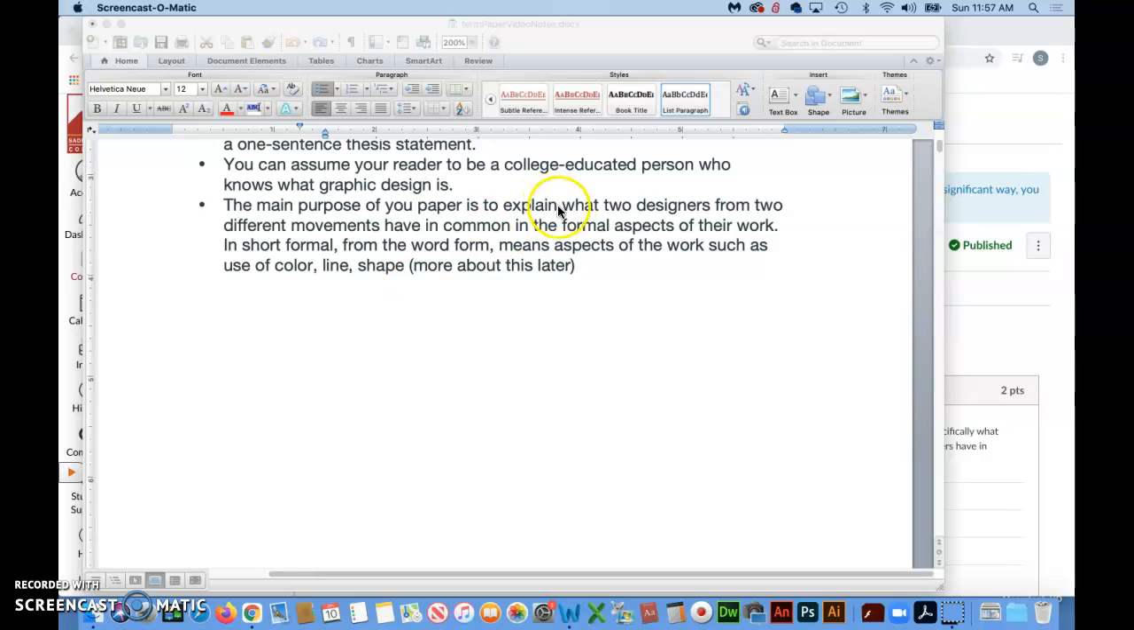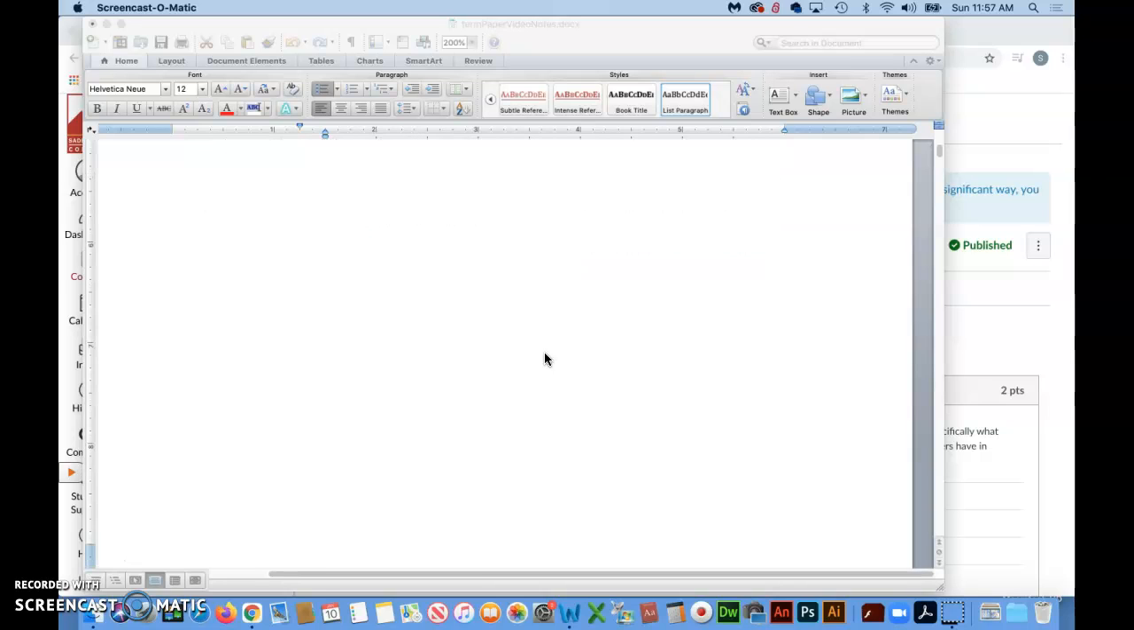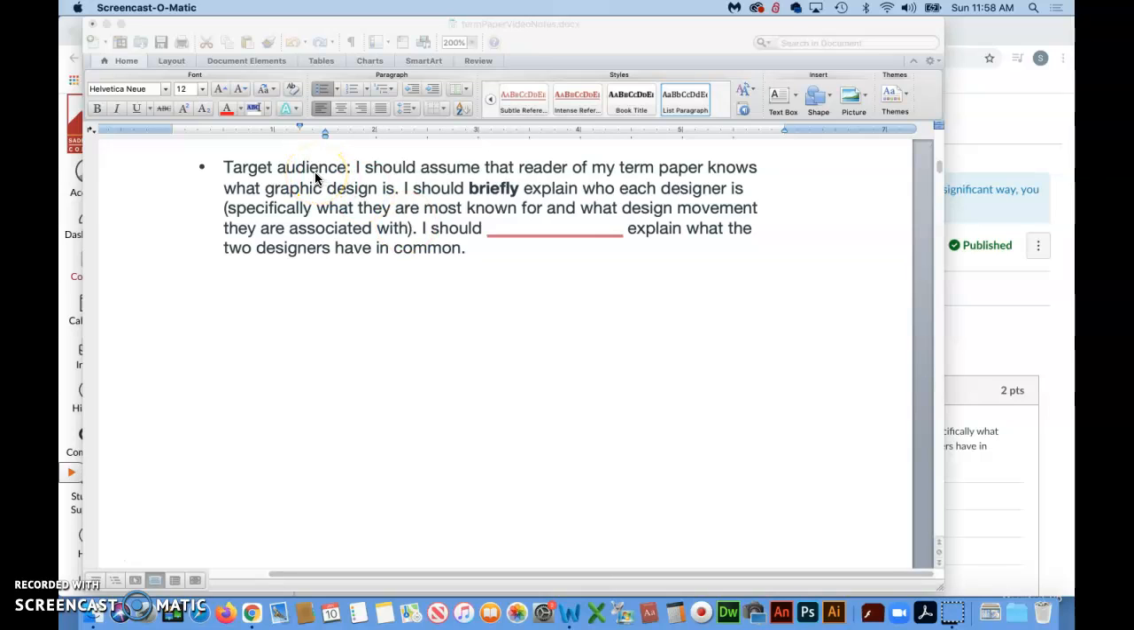The main purpose of your term paper is to explain what two designers from two different design movements have in common in the formal aspects of their work. I'll get into more a little bit later on about what we mean when we say formal aspects of their work. But just in short, know that we're talking about things such as their use of color, line, shape, and so on.